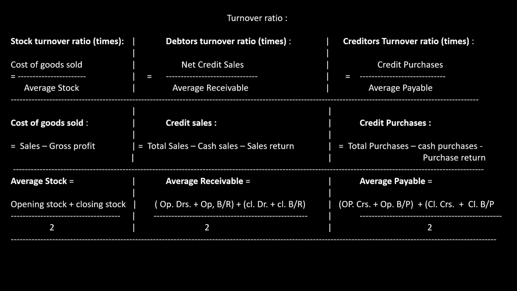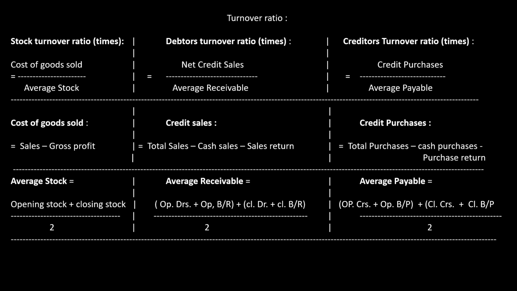Now next, what is the formula for cost of goods sold? Sales minus GP, for stock turnover ratio. In the same way for debtors, how will you find net credit sales? Total sales minus cash sales minus sales return. The same way, how will you find total credit purchases? Total purchases minus cash purchases minus purchase return.